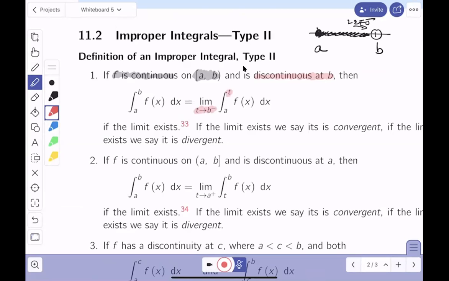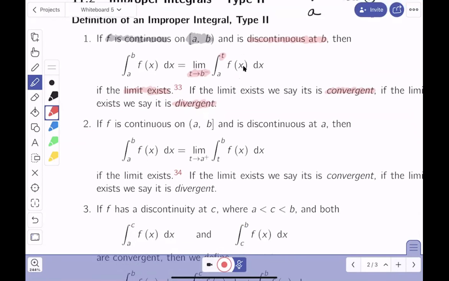All right. Now we're going to go on to say if the limit exists. If the limit exists, we're going to say convergent. If the limit doesn't exist, we're going to say divergent. All right. Let's keep going.